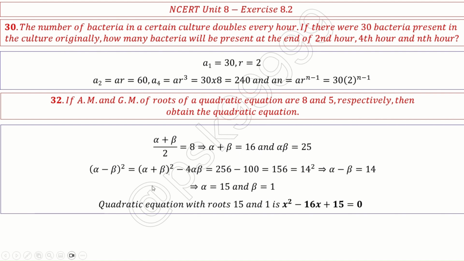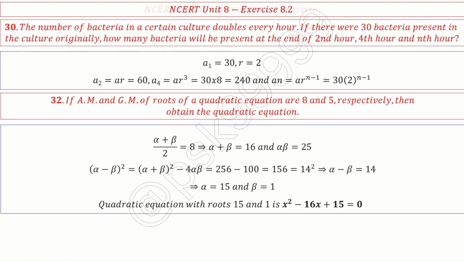5 square is 25. Now from this one I can easily obtain what is my alpha minus beta whole square. Okay, which is nothing but alpha plus beta whole square minus 4 alpha beta, that is 14 square. That means alpha minus beta is 14. Okay, once I have these two equations, alpha minus beta is 14, alpha plus beta is 16, then alpha is 15, beta is 1. So the quadratic equation with roots 15 and 1 is x square minus 16x plus 15 equal to 0. This is my quadratic equation.